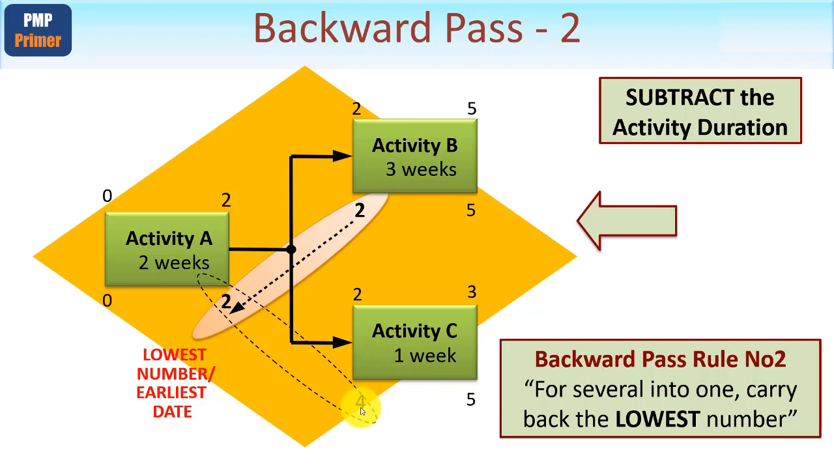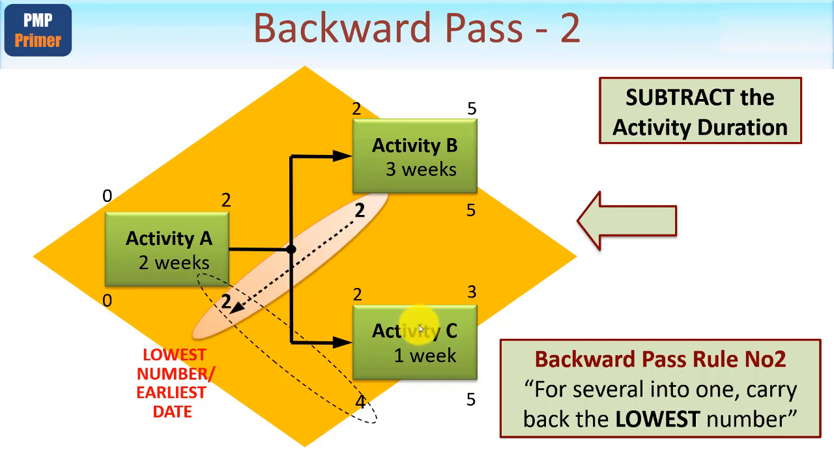Now we've got a choice, and this is where backward pass rule number 2 comes in. It's the last one. When you've got several into one, carry back the lowest number, because now we've got a choice, haven't we? We've got a 2 here and we've got a 4 here. It must be the 2 because it's the lowest number. So we put that back here, and now we're almost done. 2 minus 2 gives you 0, and that's it.